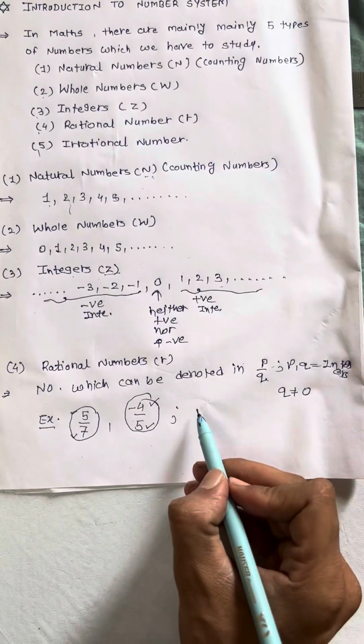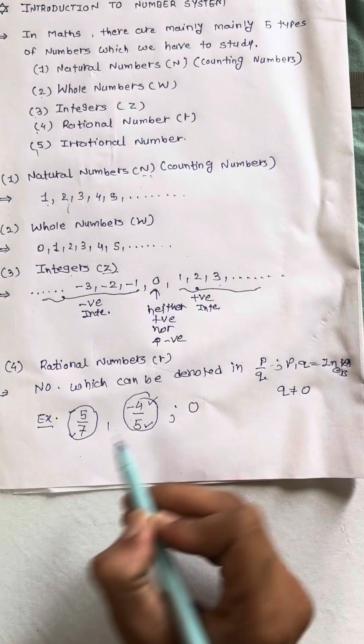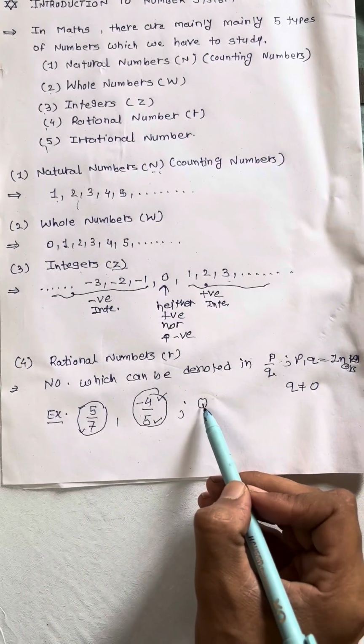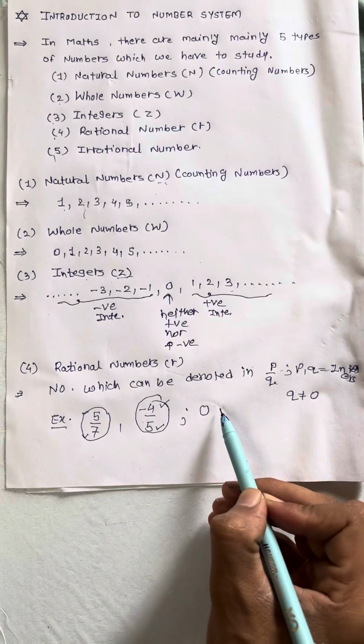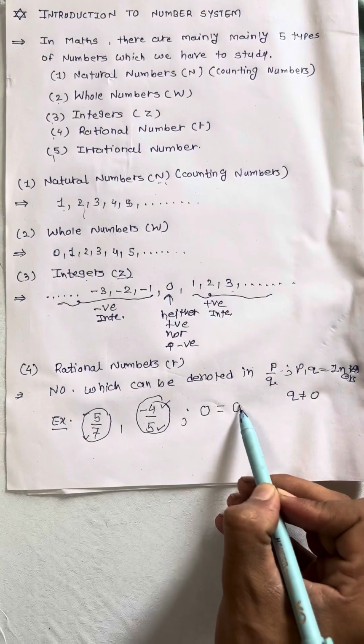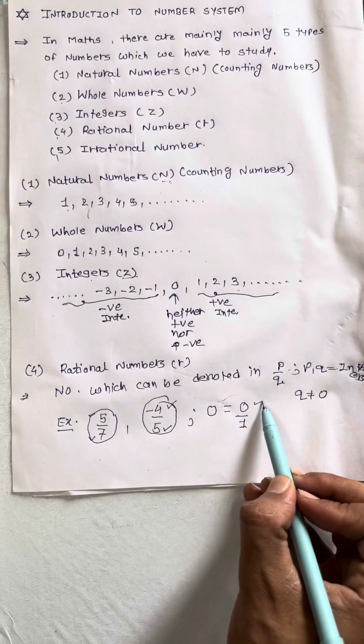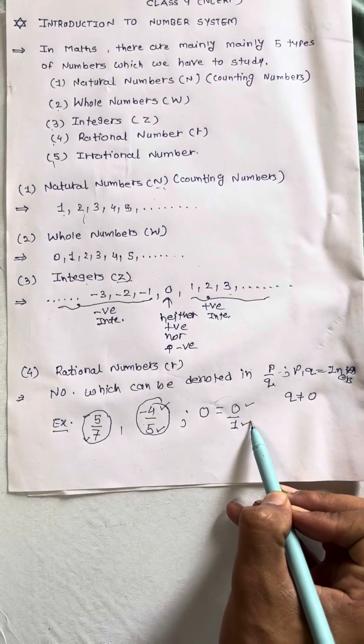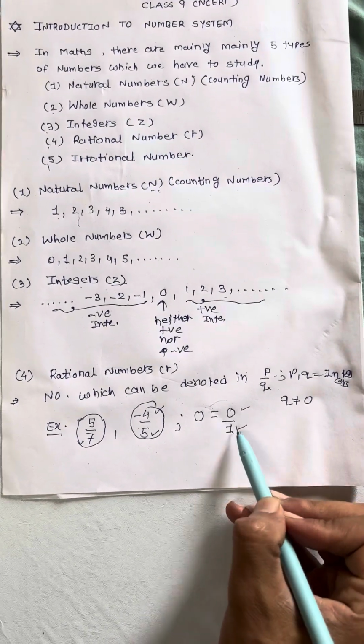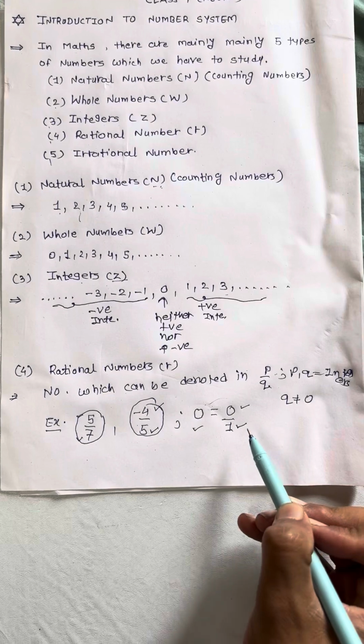Now if you ask me, sir, is 0 a rational number or not, can we express 0 in the p by q form? Yes, we can write 0 as 0 divided by 1. So the answer will be 0 itself. This is p which is an integer, and 1 is q which is also an integer. So 0 is also a rational number which is denoted in p by q form.